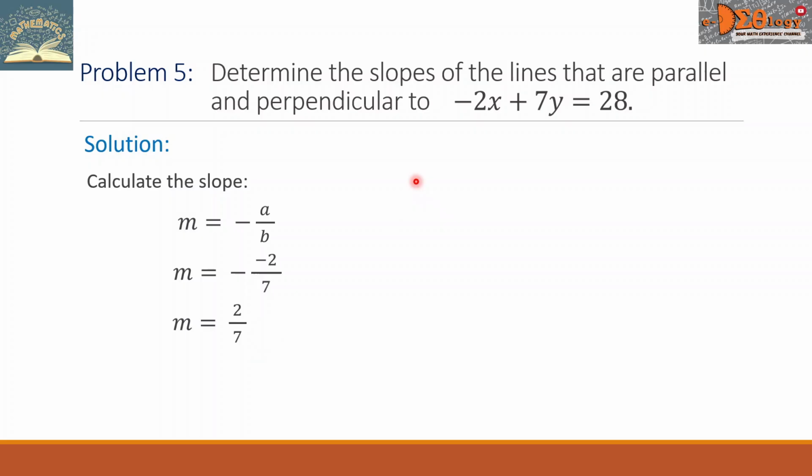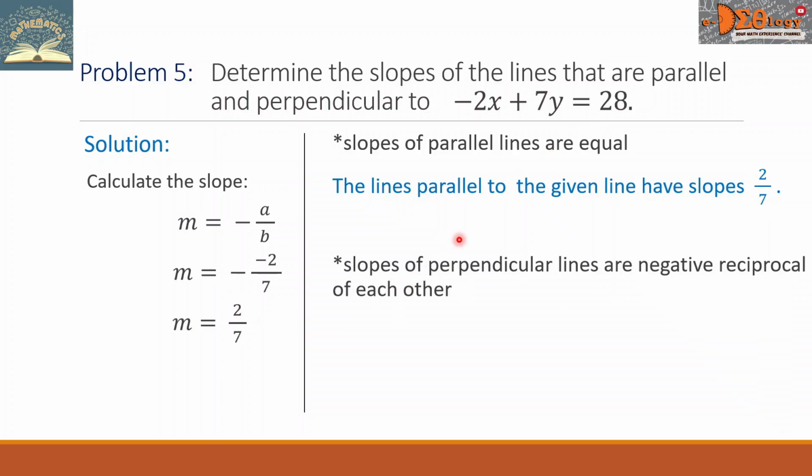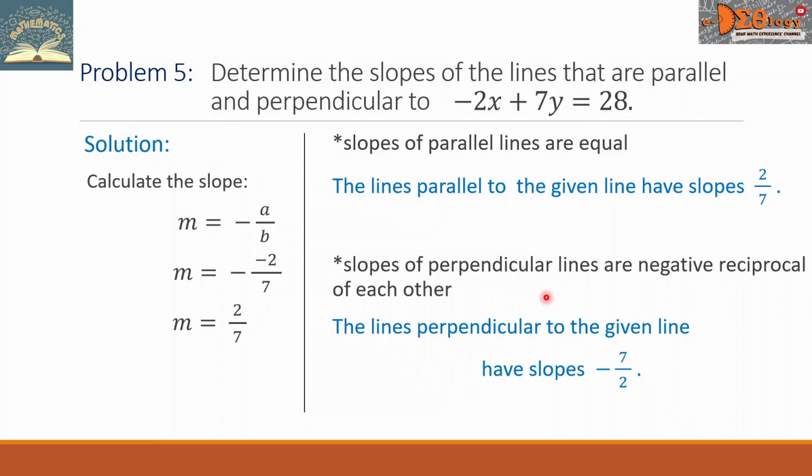Let's now find the slopes of the lines that are parallel. By definition, we know that slopes of parallel lines are equal. So we write here the lines parallel to the given line have slopes 2 over 7. So this is equal to the slope of the given line. For the slopes of perpendicular lines, they are negative reciprocal of each other. So we say that the lines perpendicular to the given line have slopes. We simply take the negative reciprocal of the 2 over 7. That is negative 7 over 2.